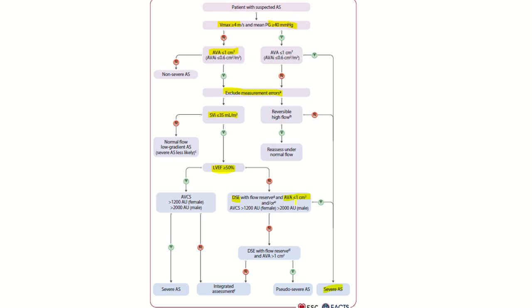So just to avoid missing, if we have a high Vmax and high pressure gradient, we can conclude with a low aortic valve area that this patient is directly severe aortic stenosis. However, if we have discordant data, with Vmax and pressure gradient being low together with a low aortic valve area, we have to go to the stroke volume index, and if the stroke volume index proves to be low, we have to evaluate the left ventricular ejection fraction, and if the left ventricular ejection fraction improved with dobutamine and the patient's aortic valve area didn't improve, this concludes that this patient is severe aortic stenosis.